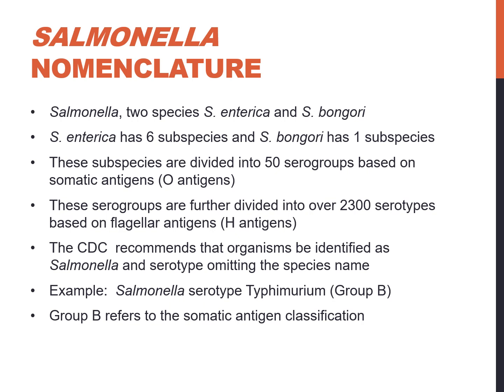The CDC recommends that organisms be identified as Salmonella and serotype omitting the species name. So for example, Salmonella serotype Typhimurium group B is how we would actually identify or report our organism name. Okay, so the taxonomy for Salmonella is quite complicated, but it is mostly needed for epidemiology purposes, but not necessarily clinical microbiology.